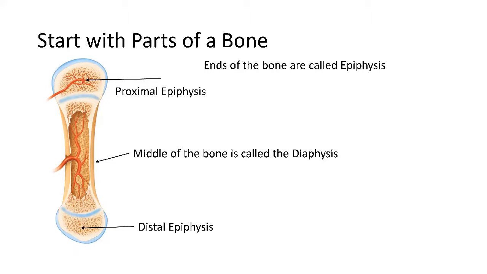So we're going to start with parts of a bone. The ends of the bone are called an epiphysis. Each end is a separate epiphysis. The proximal end and the distal end each are an epiphysis. The middle of the bone is called the diaphysis. That is the bone shaft. It's formally called the diaphysis of the bone.